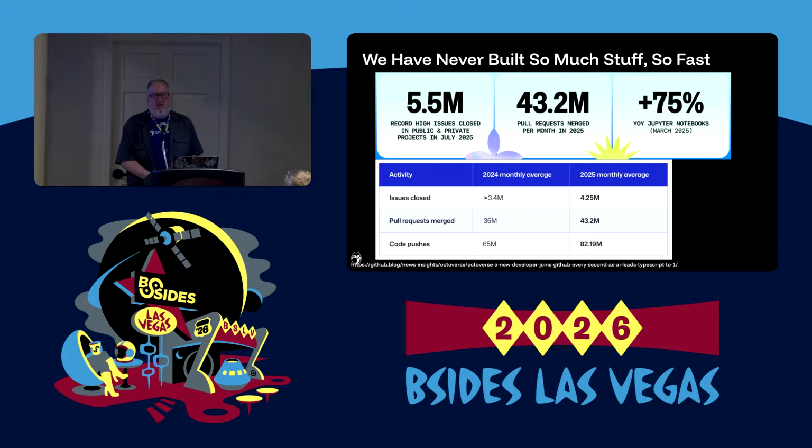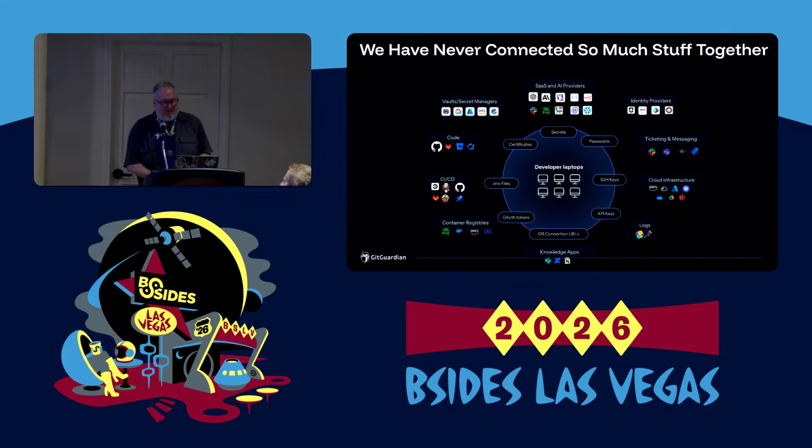We've never built this much stuff in the history of mankind. We have never, ever built this fast. These numbers should be astounding to people, that we're seeing year-over-year jumps of this much activity, code pushes, issues. And this stops in October. This is from the State of the Octoverse report, a pretty good indicator of how much stuff we're building and how fast we're building it.